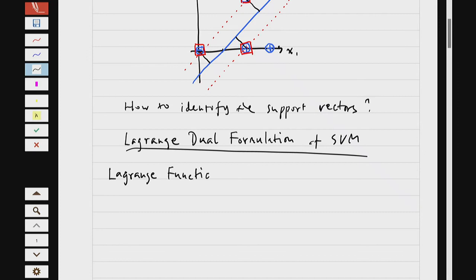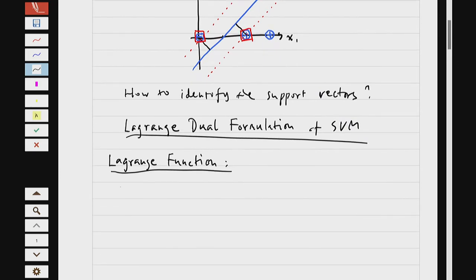It's also called the Lagrangian in many textbooks. The Lagrange function, we denote it by a scripted L like this. It is a function of the original variables, W and B, plus another set of variables, alpha, called the Lagrange multipliers.